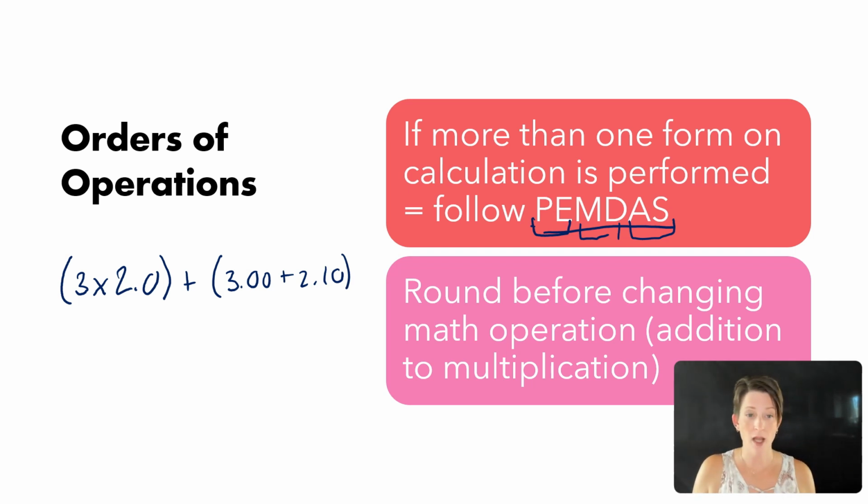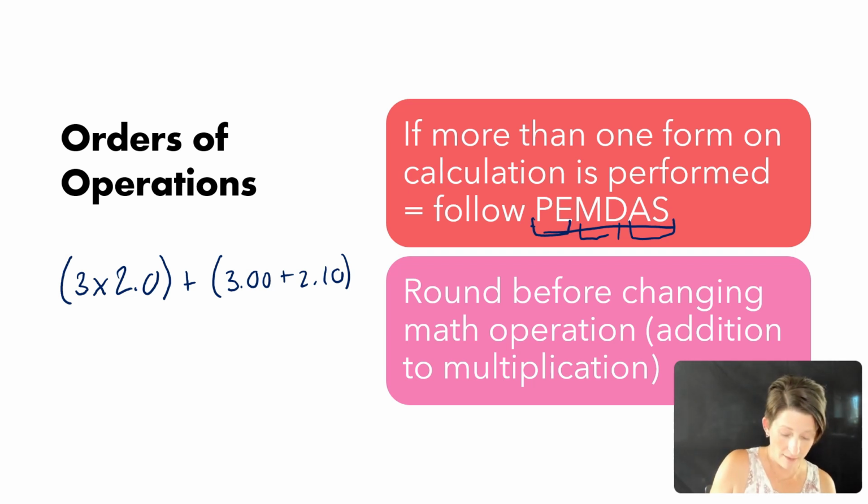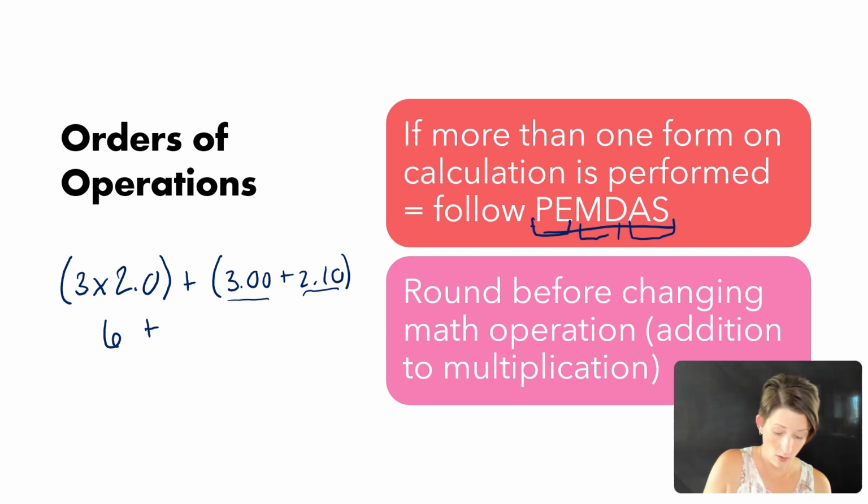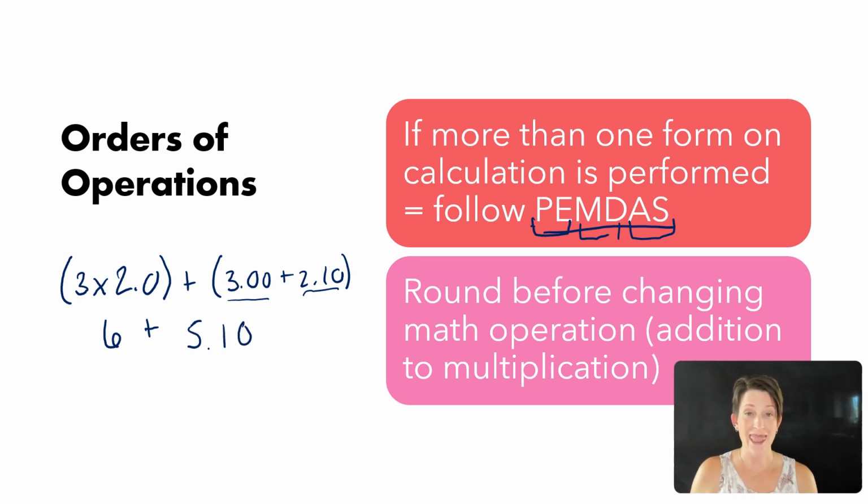Okay, so I've got to solve within the parentheses first. My first set of parentheses has multiplication. I'm going to follow multiplication rules in that parentheses. So 3 times 2.0, we have to go with the least number of sig figs in the numbers provided. Therefore, we have 6. In my next parentheses, I have 3.00 and 2.10. They have the same number of decimal places. Therefore, I have 5.10 as my number. Then I've solved that parentheses. I can then move forward with the calculation we have here.